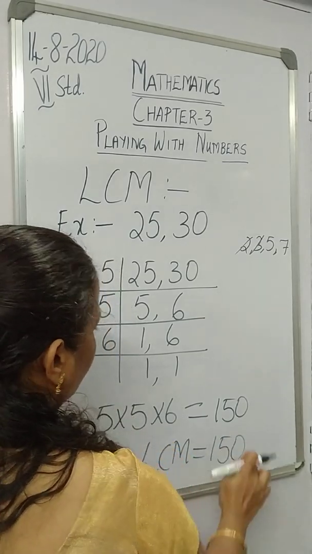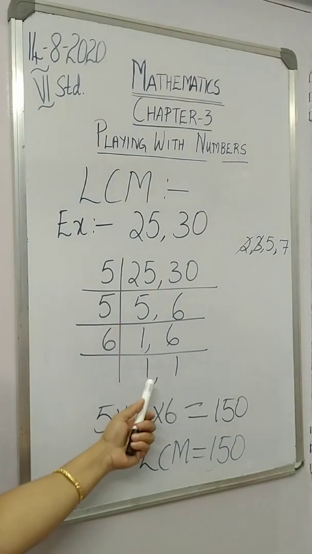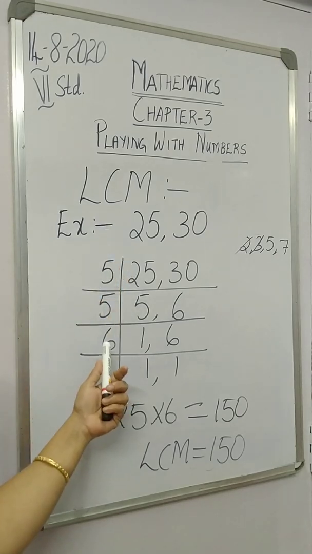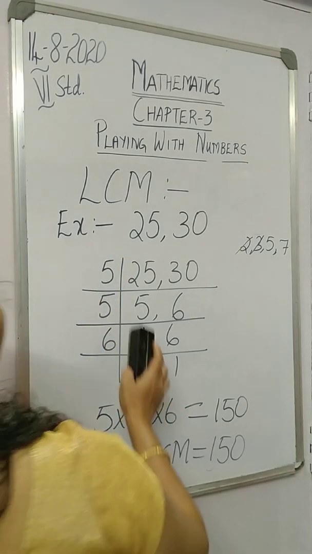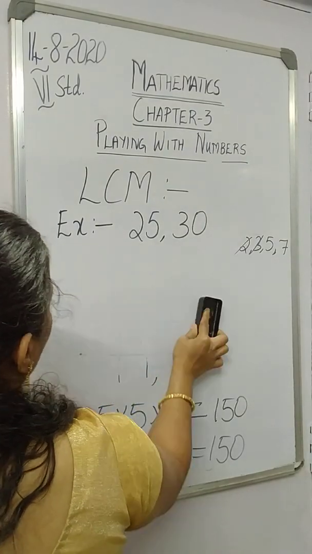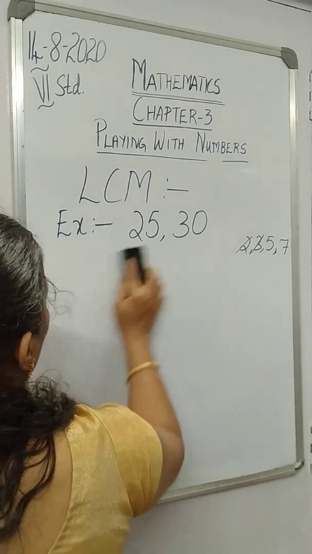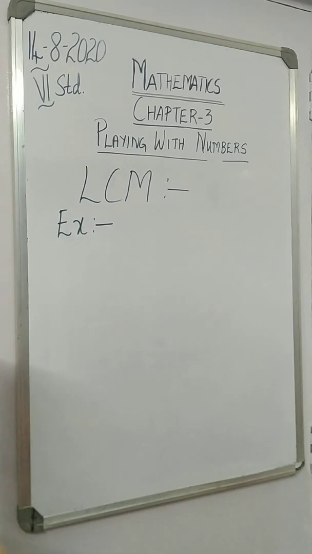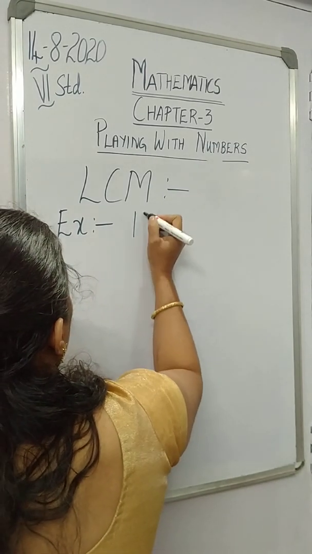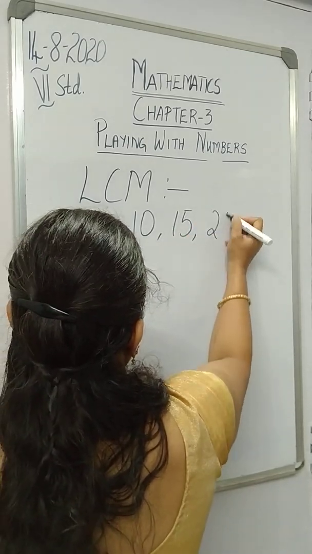Hope it is clear, children. Yes, when you are doing the HCF, you don't have to continue till you get the 1. When you want to do the LCM, you can continue till you get 1 here. Yes? If you are very thorough with the tables only, you will be able to do these sums. Okay? Let us go on to another example. Now I will show you with 3 numbers. Suppose you have got 10, 15 and 20.